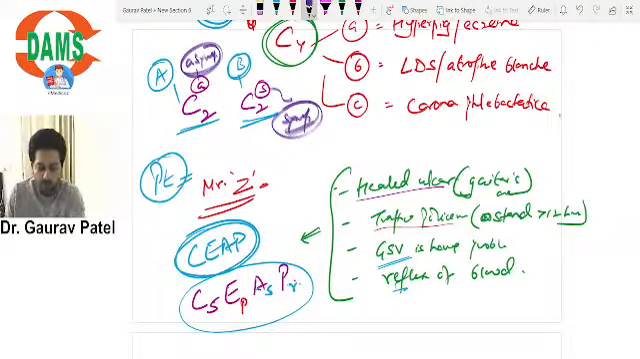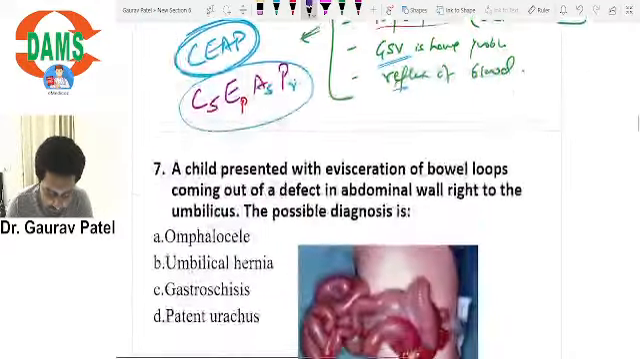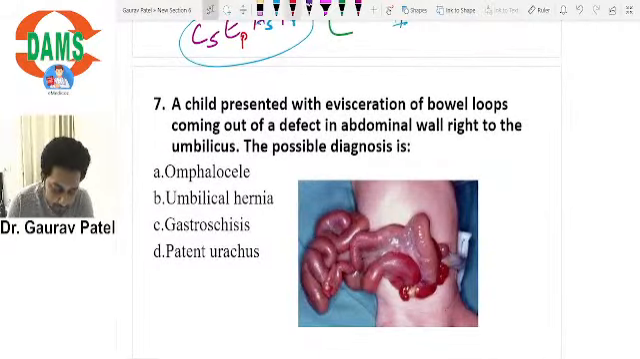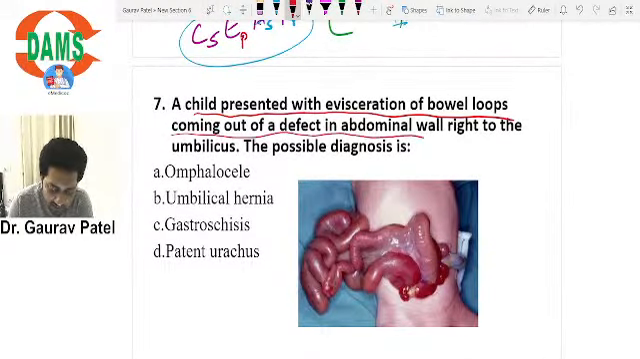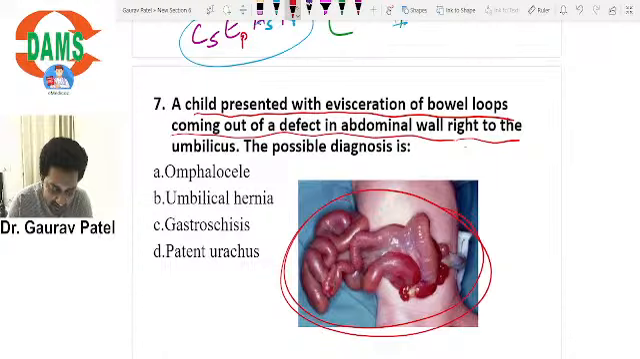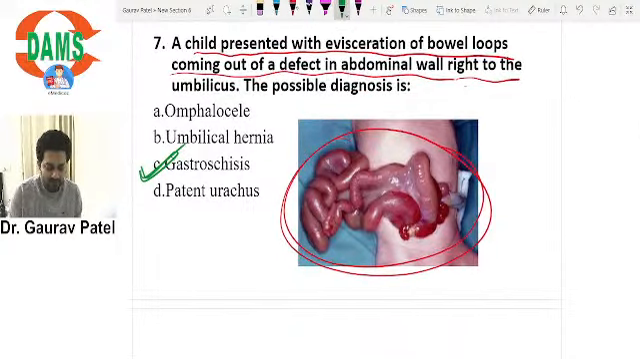Okay, so moving to the next question. All clear? Any doubt, please ask. A child presents with evisceration of the bowel loop coming out of a defect in the abdominal wall right to the umbilicus. This is a picture. Looking at the picture, this is a congenital defect of the abdominal wall. Yes, it is gastroschisis.